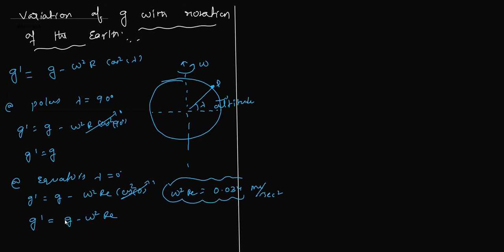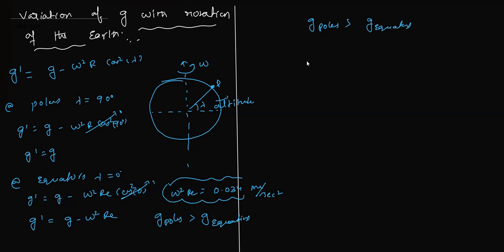So, where is gravity more, at the poles or at the equator? This is g at the poles, and this is g minus something at the equator. So gravity at the poles is greater than gravity at the equator, which we have to remember.